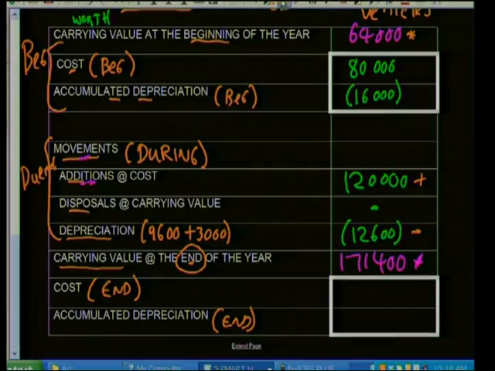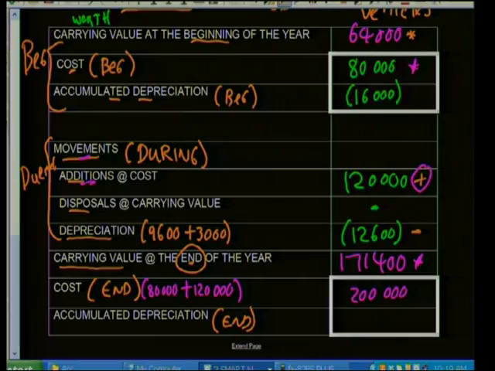171,400. Okay, so let's start with our cost at the end of the year. For that, I'm simply taking my cost at the beginning of the year, and I am going to add my addition during the year. So at the beginning of the year, our cost was 80,000. We did purchase an additional vehicle for 120,000. So my cost at the end of the year is 200,000.